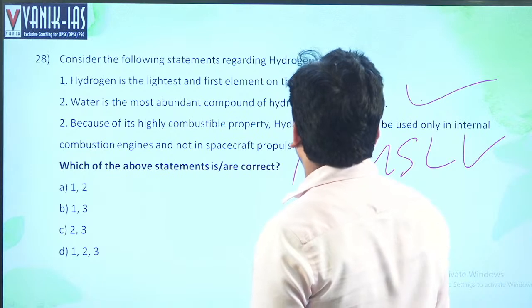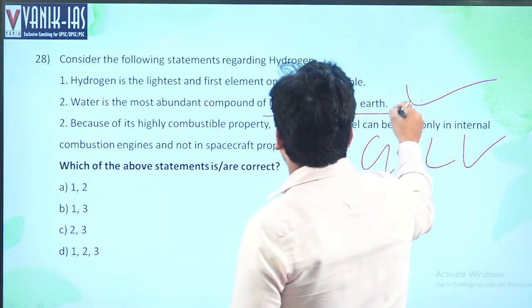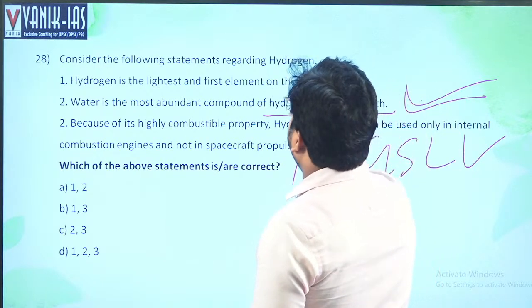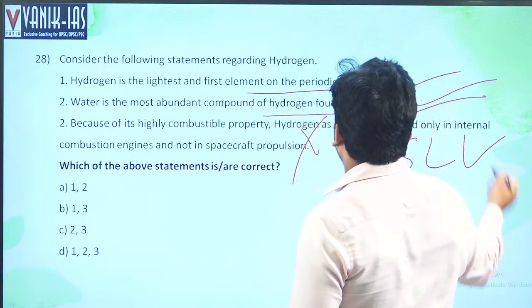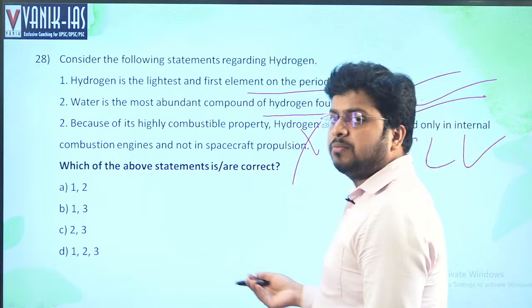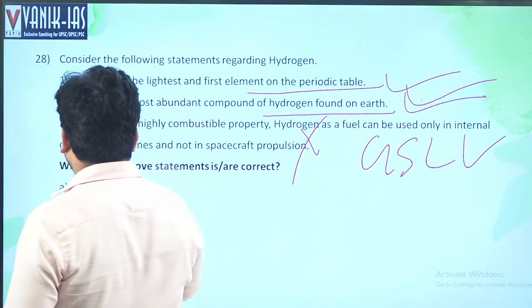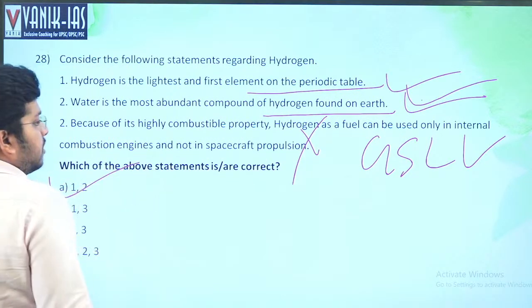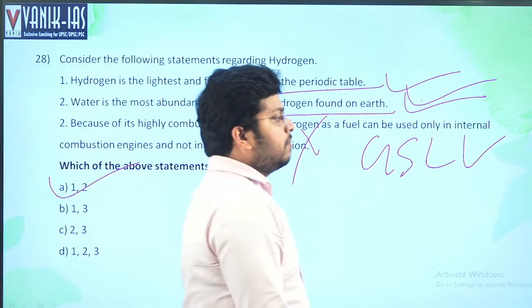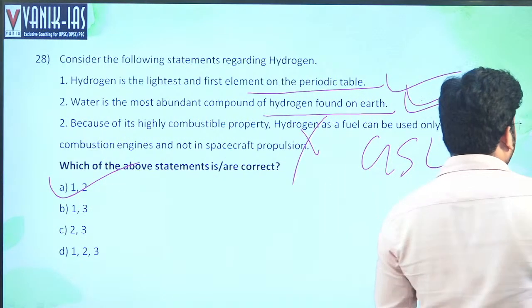Yes, water is the most abundant compound of hydrogen. It is right. Hydrogen is the lightest and fastest element in the periodic table. This is right. Lightest means its molecular weight is less, because it is 1. So both options 1 and 2 are right. For hydrogen, the atomic number is 1.